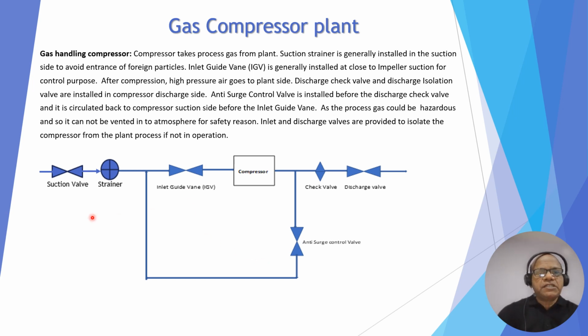So in the gas compressor, you will see the suction valve and discharge valve are both there to isolate the machine and the whole system if it is not in operation.